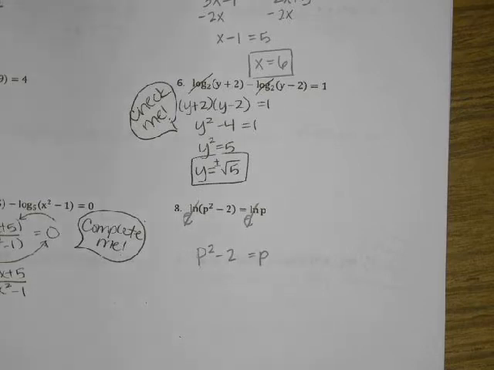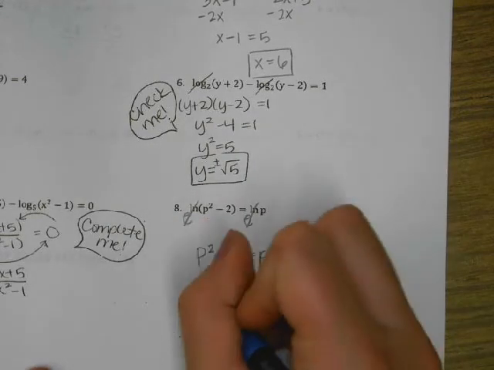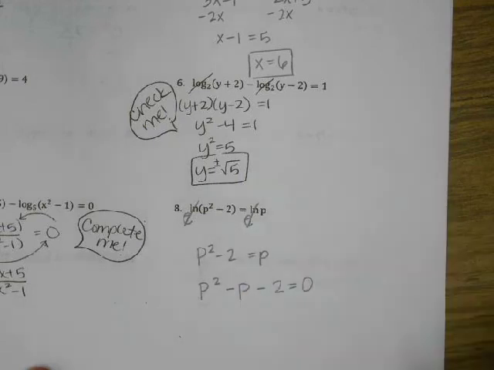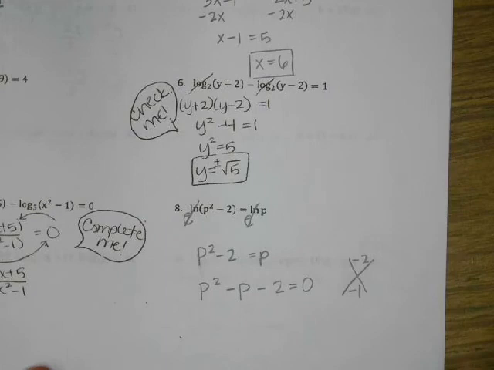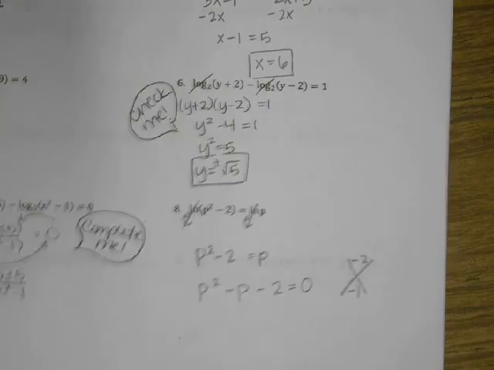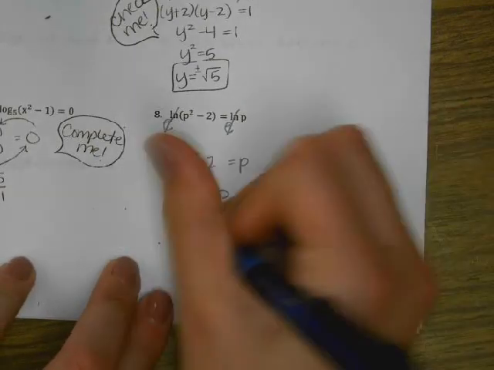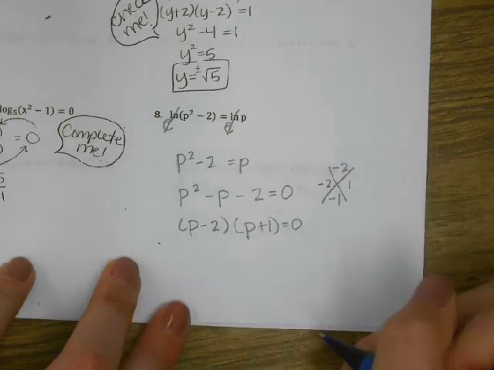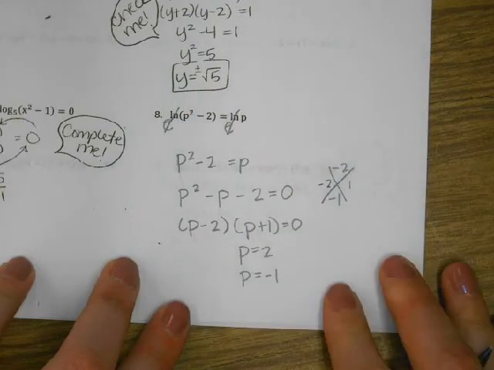To do either one of those, we need to make it equal 0 first. So I'm going to go ahead and take this p and move it over to the other side. P squared minus p minus 2 equals 0. And then I'll go ahead and factor this. This is a pretty good one to factor. So we're multiplying to negative 2, but adding to negative 1. And the numbers that would do that would be negative 2 and positive 1. So we've got p minus 2 and p plus 1. So p equals 2, p equals negative 1.